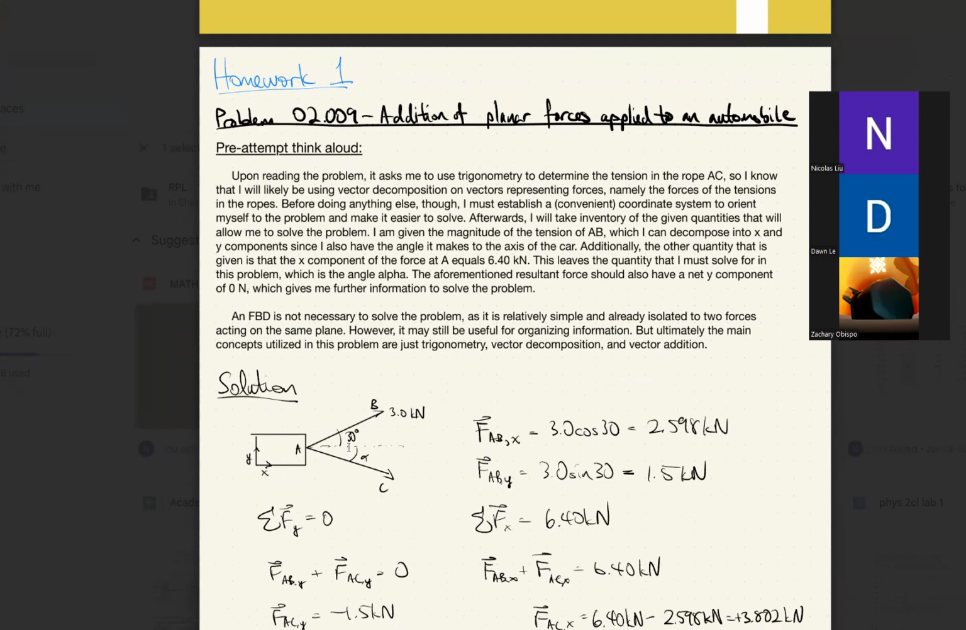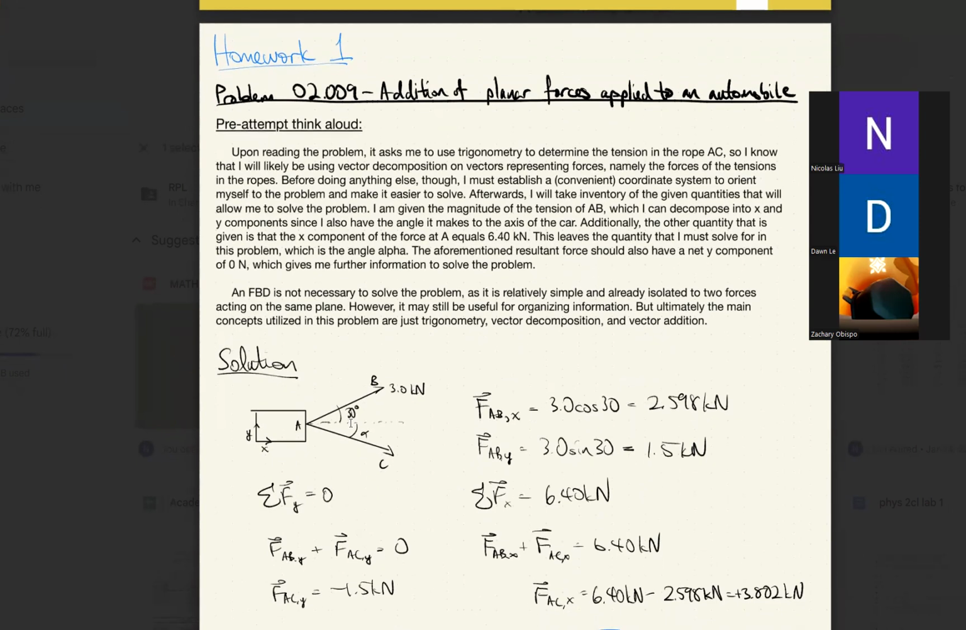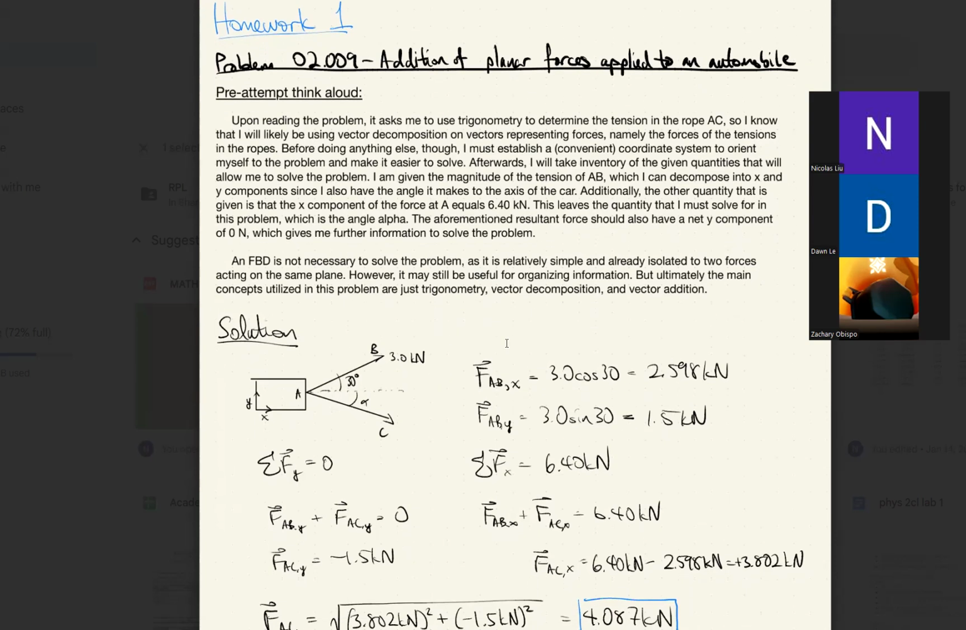We want the x component of the resultant force, the total force, to equal 6.40 kilonewtons. And we're also given that the force of tension on AB is 3.0 kilonewtons. Based on that information, we were able to solve because we want this car to have a net Y component of 0 newtons as well.